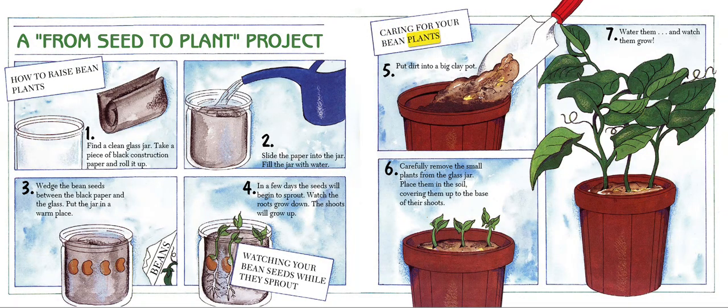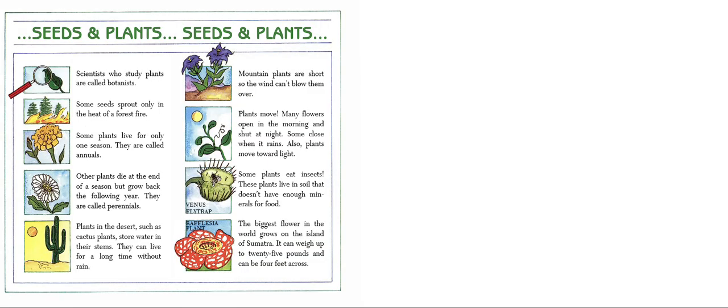Caring for your bean plants. 5. Put dirt into a big clay pot. 6. Carefully remove the small plants from the glass jar. Place them in the soil, covering them up to the base of their shoots. 7. Water them and watch them grow. Seeds and plants.